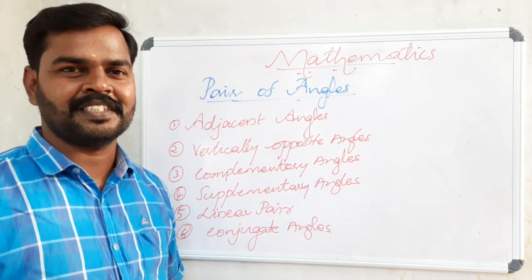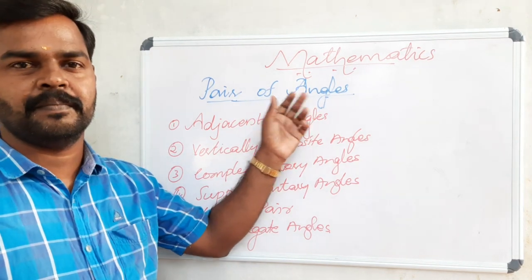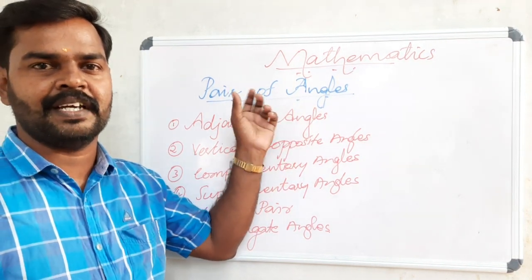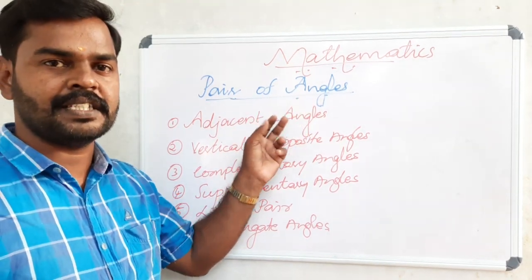Hi friends, today's class we are going to discuss pair of angles. Pair, from the word we can understand, means two. So for pair of angles, there are 6 types.